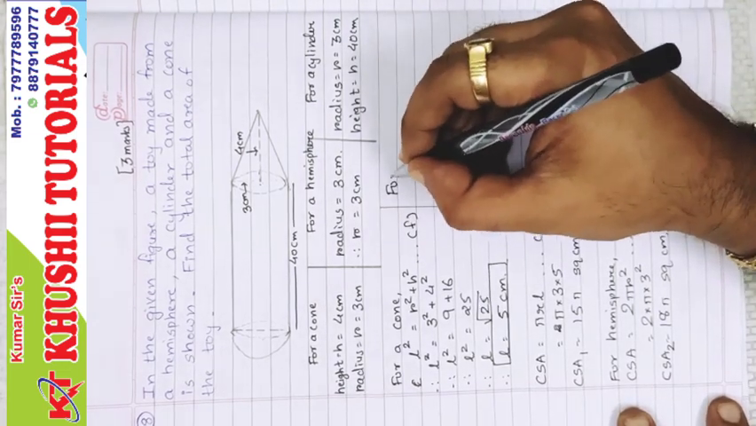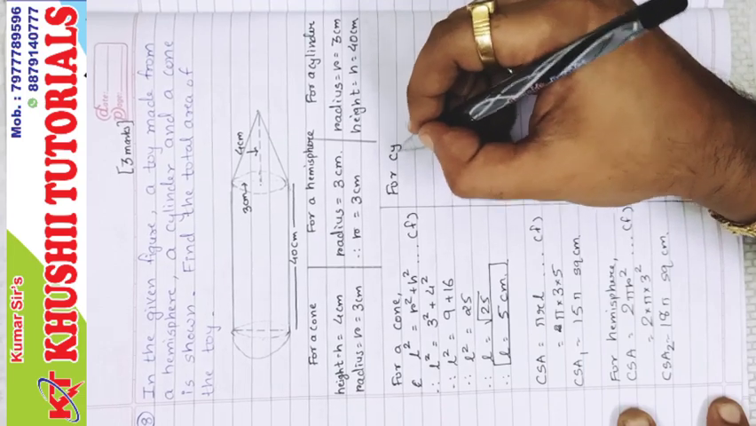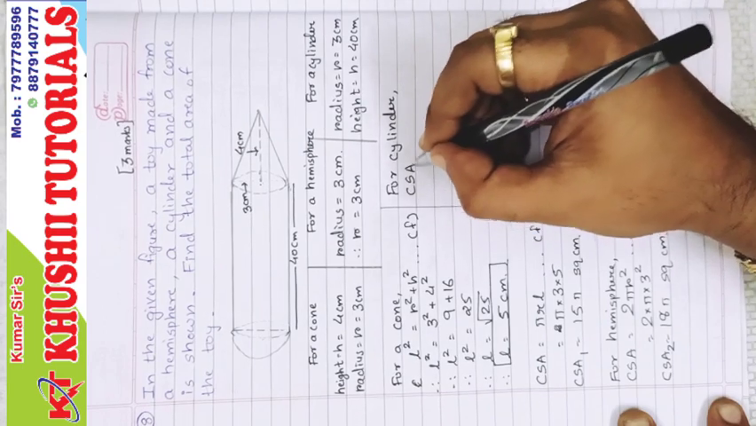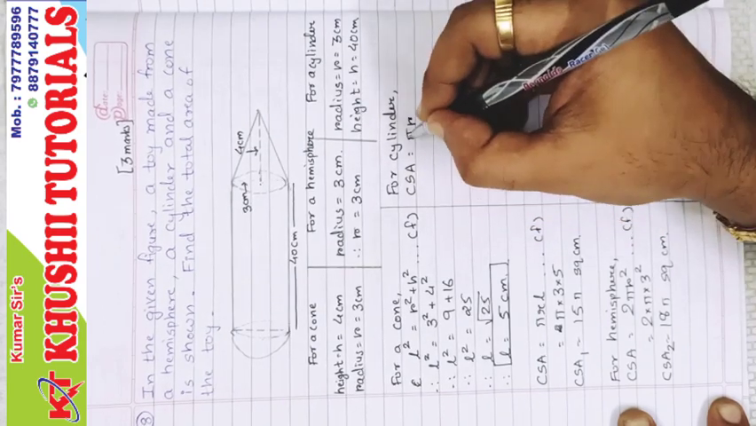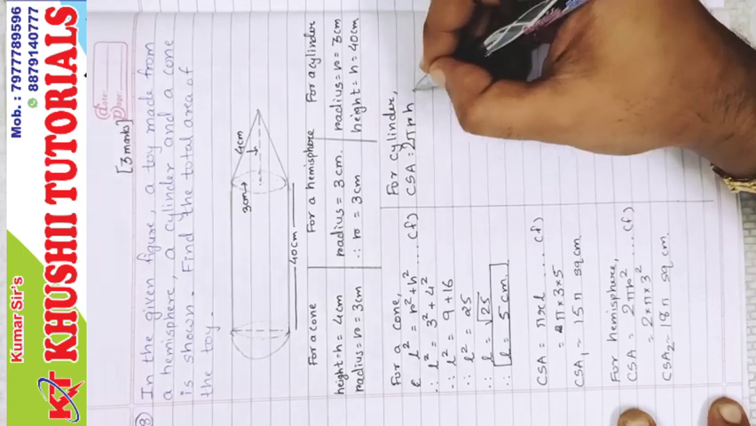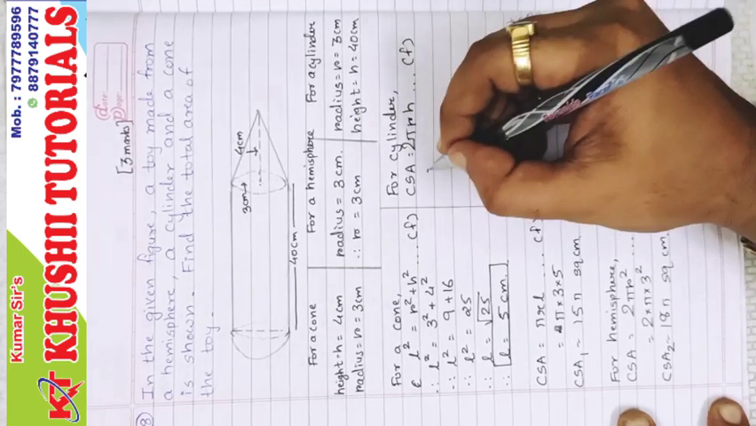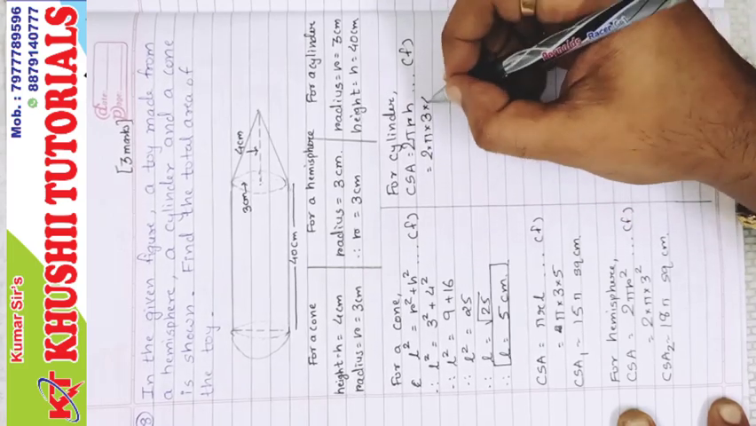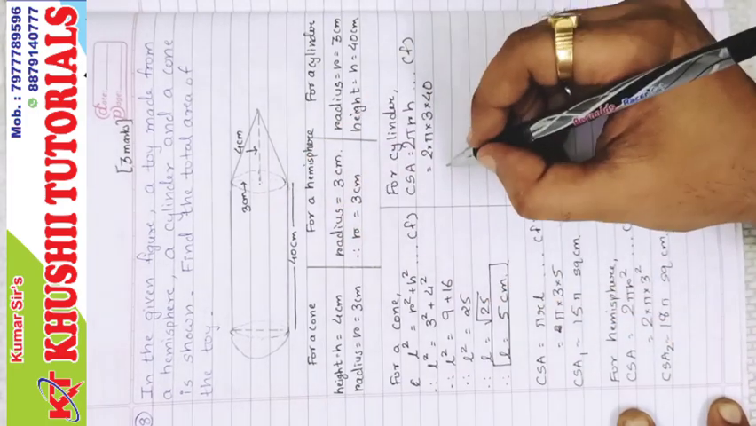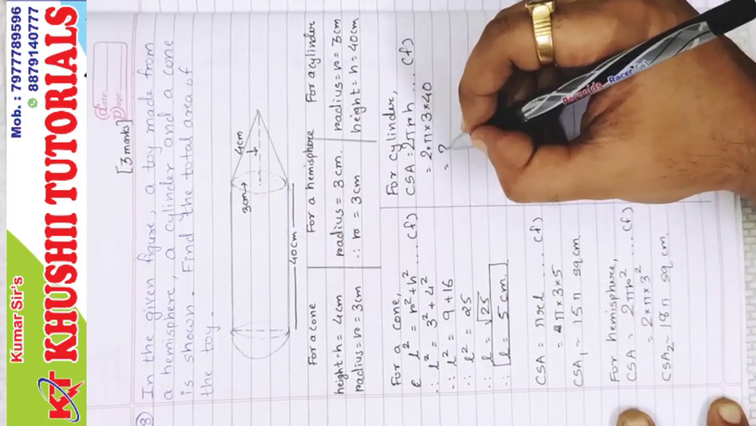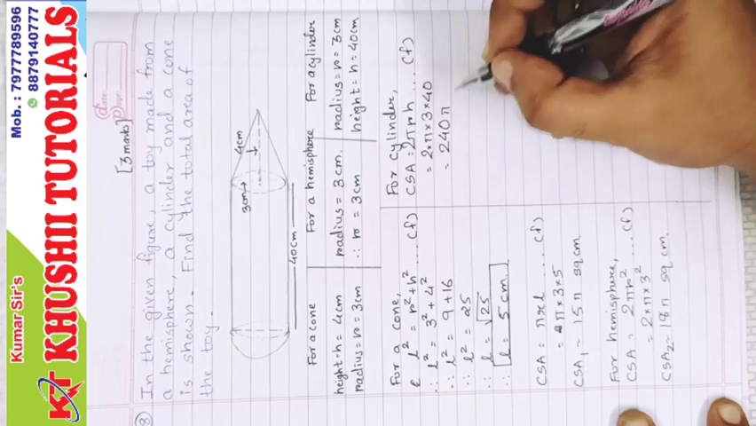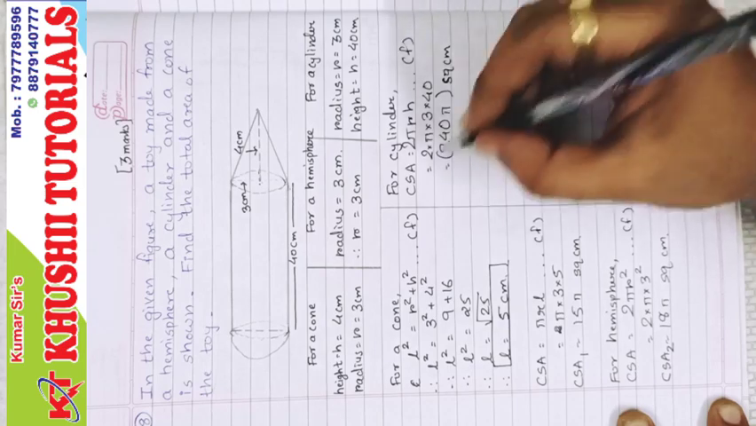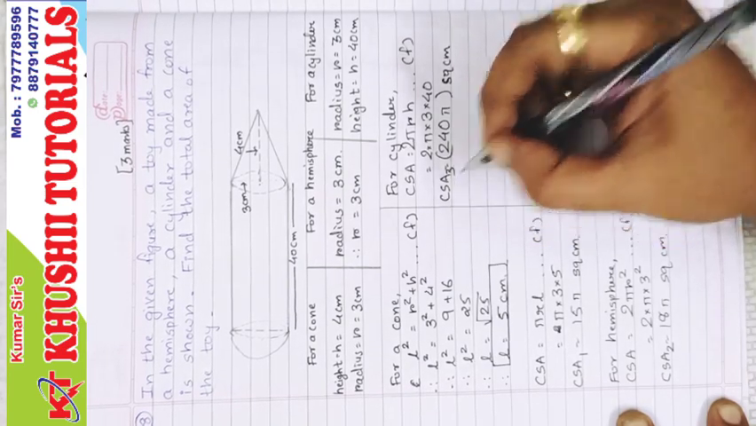Now for cylinder, CSA is 2 pi r h, and that is the formula. 2 will remain 2, pi will remain pi, r is again 3, and height is this time 40. So 3 4s are 12, 12 2s are 24, 240 pi square centimeter, that is CSA 3.